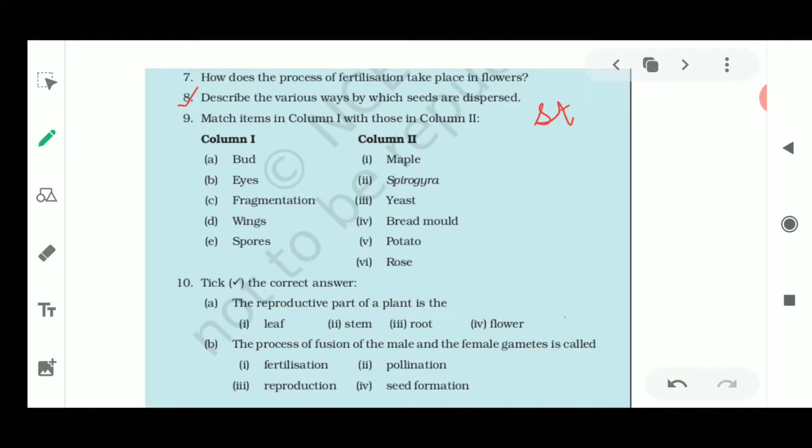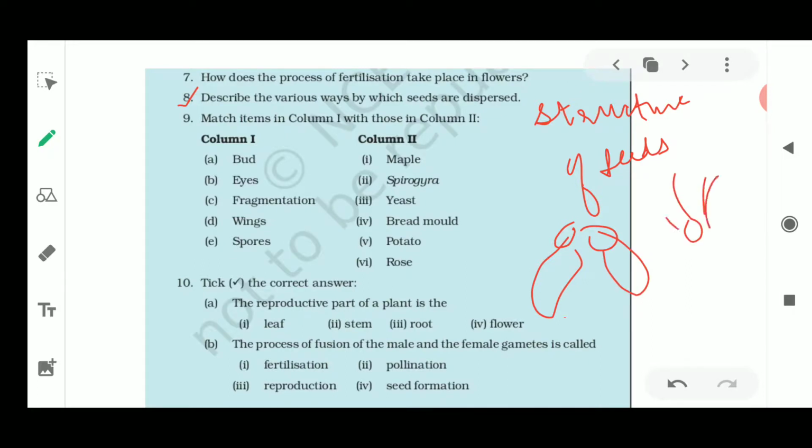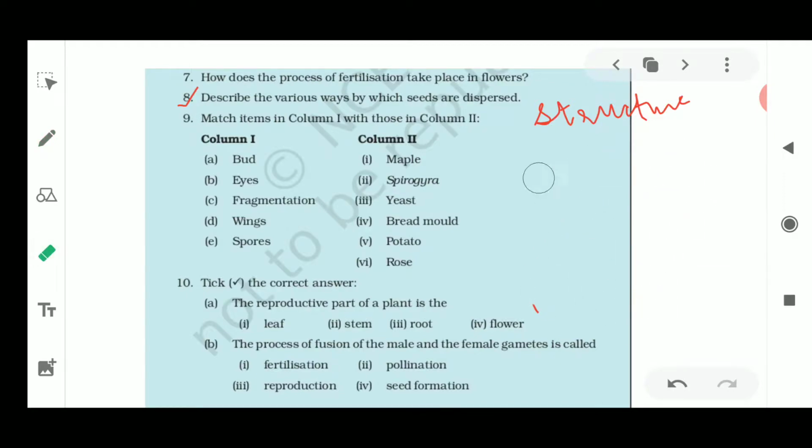Different types of seeds, structure of seeds which helps in the dispersal. For example, you will draw the wing of the seeds, okay, which is given like this in your NCERT book, or if the seeds have hair-like structure present on their body, they are going to float like that. Okay, so draw these types of seeds which are helpful in the dispersal part.